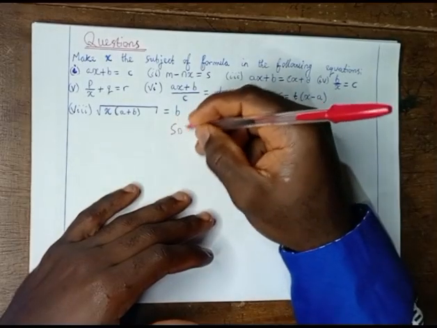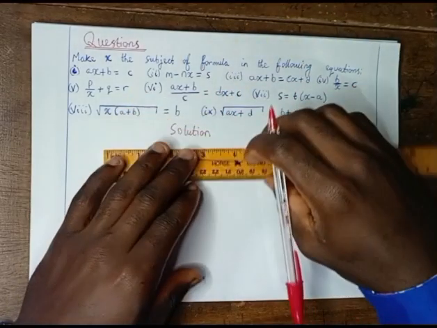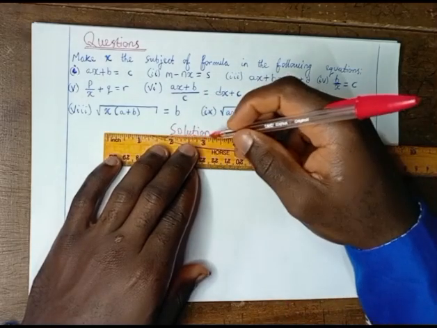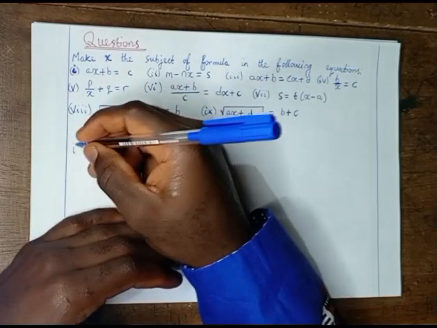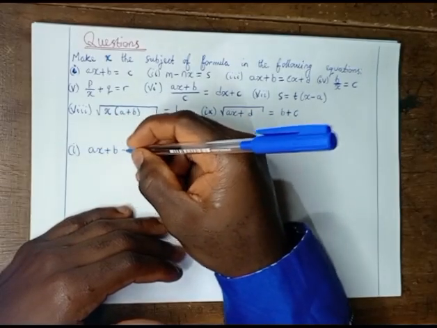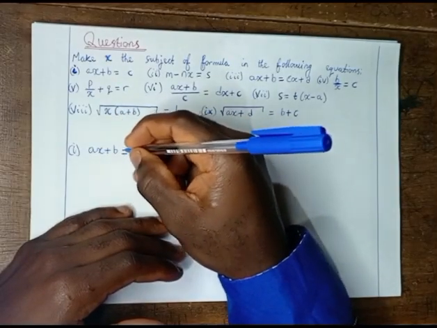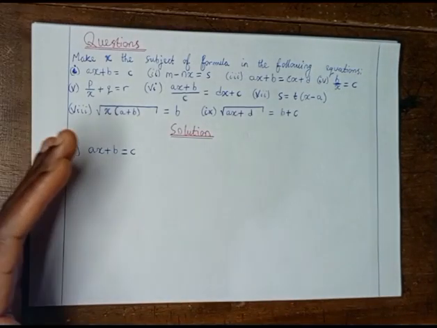We take solution on the line or solution. For the first one, we have the equation ax plus b is equal to c. We are to make x the subject of formula. That means we want x to be alone.